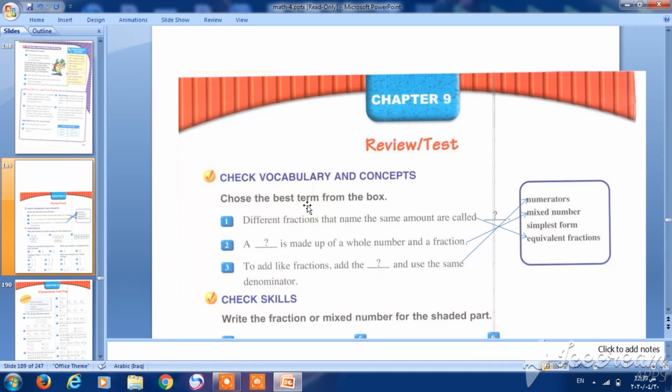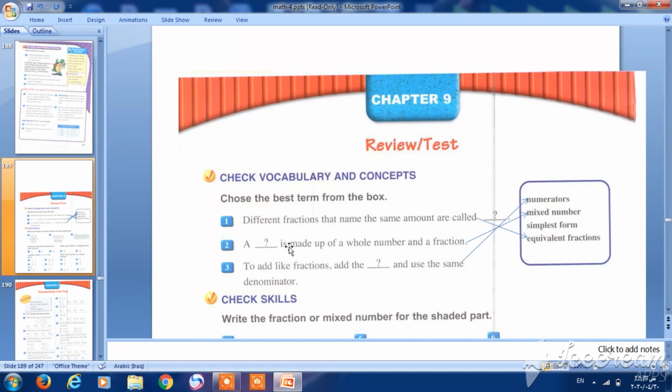We choose the best term from the book. I did it by matching. You can do it like me. From number 1, different fractions that name the same amount are called numerator or mixed number, simplest form, equivalent fraction. So we know that when you have different fractions and they have the same amount, it is an equivalent fraction.